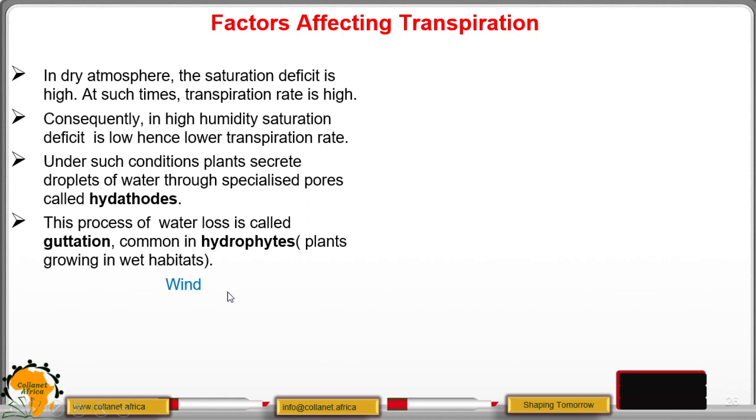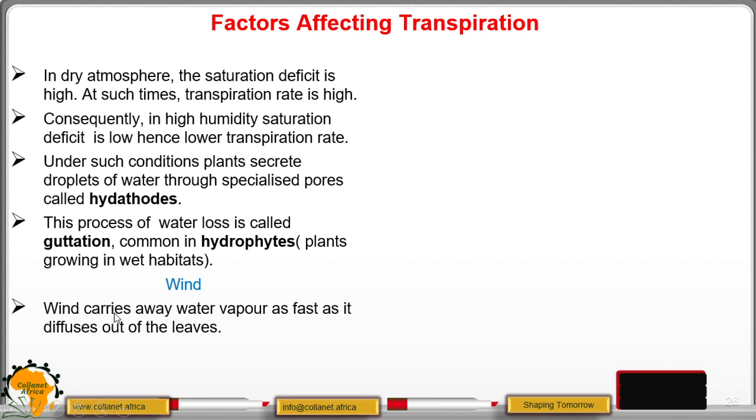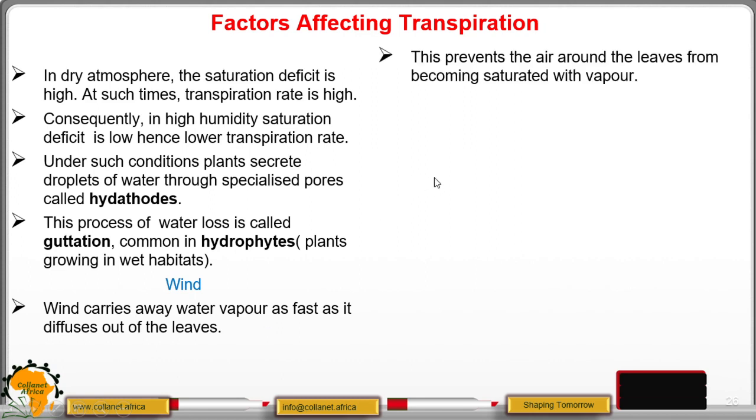The other factor is wind, and wind is moving air. Wind carries away water vapor as fast as it diffuses out of the leaf. This prevents the air around the leaf from becoming saturated with water vapor. So, when we say something is saturated, it means it is full to capacity. So it has a lot of water vapor.